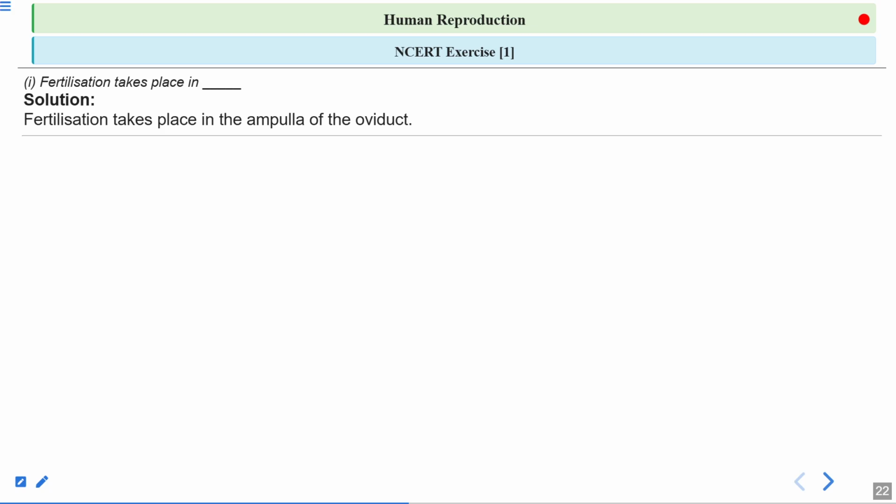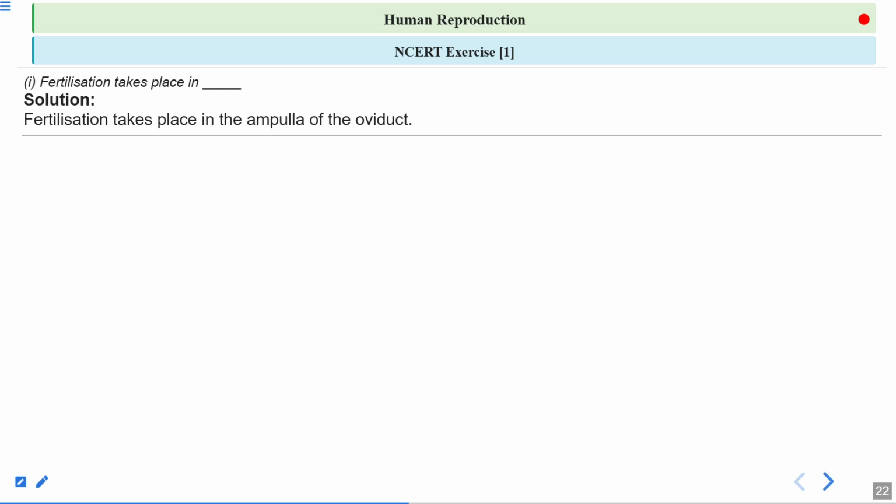Okay, so we have already discussed the egg which is released from the ovary. It will travel and it will reach the ampulla region. The sperms will also travel and it will reach the ampulla region. So it is very important that for fertilization, both the egg and the sperms, they should reach the ampulla region of the fallopian tube where the fertilization occurs.